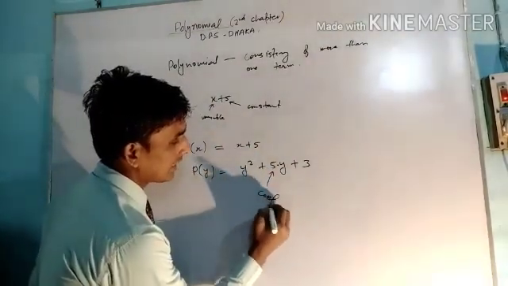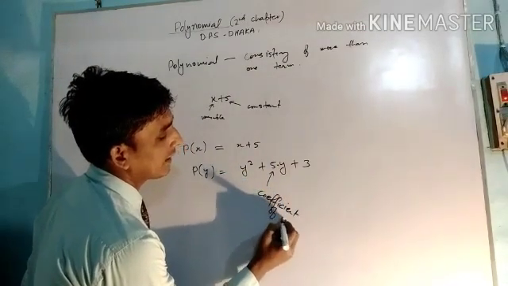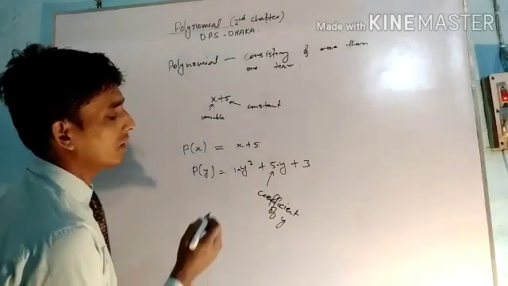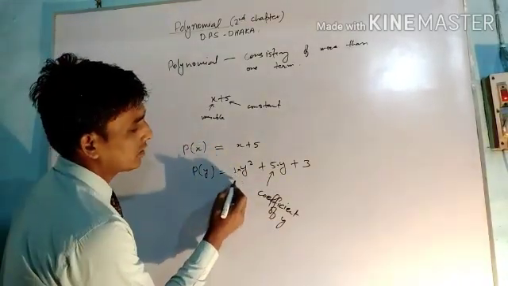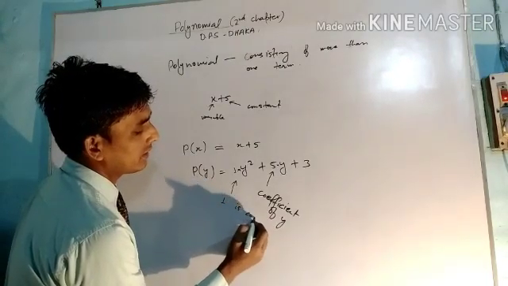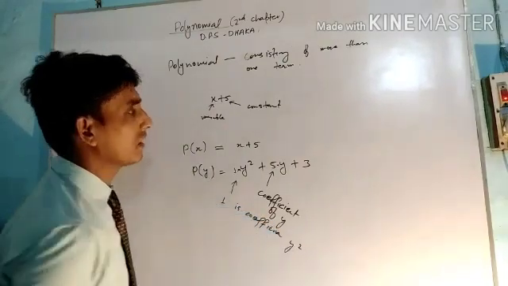You can write coefficient of y. What is the coefficient of y square here? 1. 1 is hidden and not written here. So 1 is the coefficient of y square.